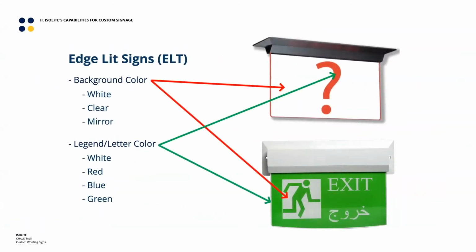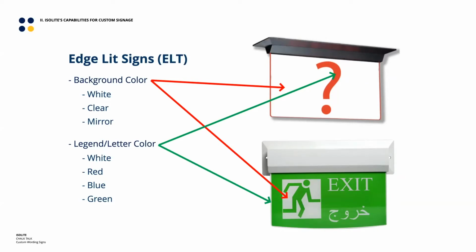It's important to understand exactly how we construct these signs, and it is different between edge lit signs and non-edge lit signs. In the edge lit world, which is really our ELT or our ELT custom graphics, you're stuck with the same background colors that you get on the standard sign, white, clear, or mirrored. And then the legend color is going to be the thing that's illuminated. That's going to be white, red, blue, or green. You can think of a traditional exit sign as only having red and green options. When you go to a custom wording sign, you can get white and blue as well. But it's important to note that it's only one color that's going to be illuminated, and it's going to be that white, red, blue, or green. The background will not be illuminated.